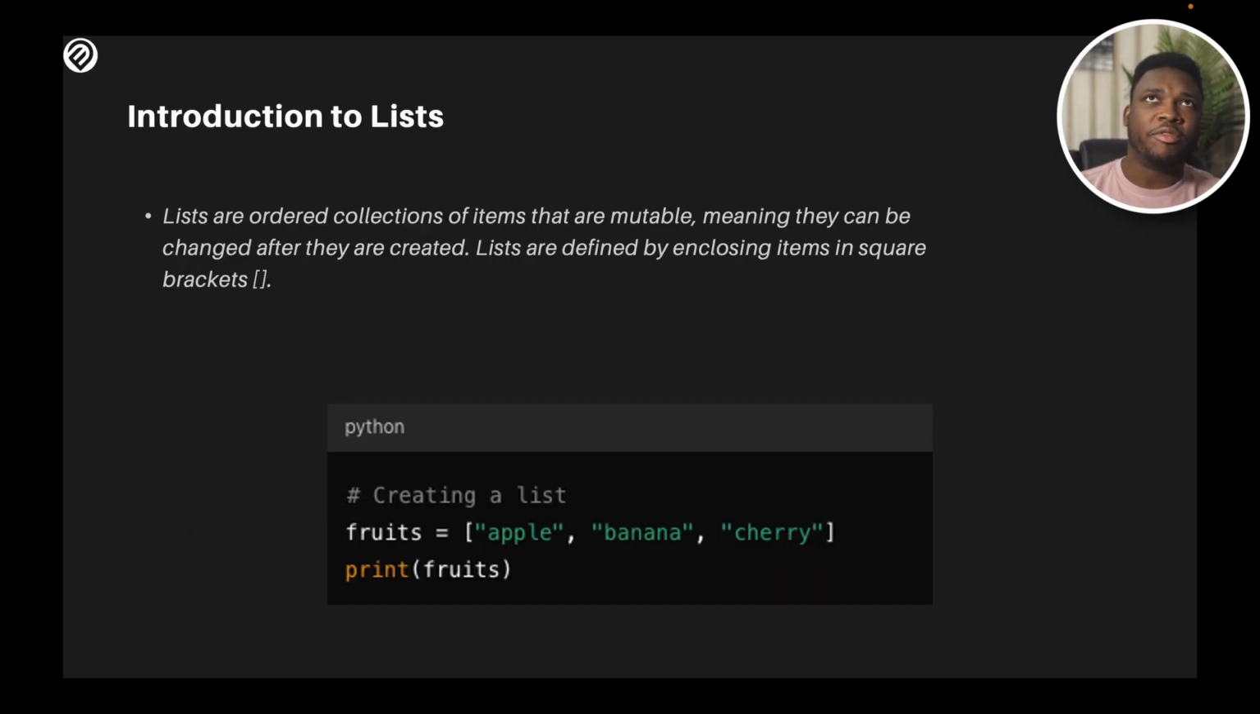Lists are organized collections of items that are mutable. What that means is that they can be changed after they have been created. Lists are defined by enclosing items in square brackets. So each time you're working with Python and you see square brackets, always know that that is a list. And the key unique thing about lists is that they are mutable.